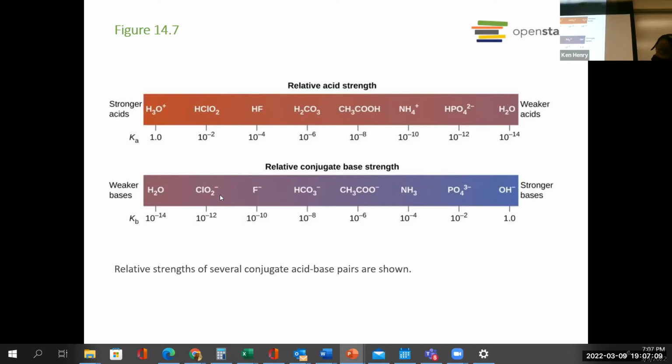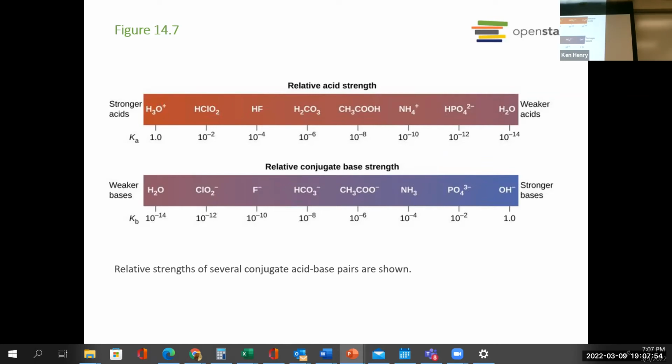Now here, these are examples of weak bases. So this is the chlorite ion. This is the fluoride ion. This is the bicarbonate ion. This is the acetate ion, ammonia. This is the phosphate ion, and then this is OH. So you can see OH is a strong base. Phosphate is a relatively strong base, but everything else are weak. Okay. Questions? Okay. Good.